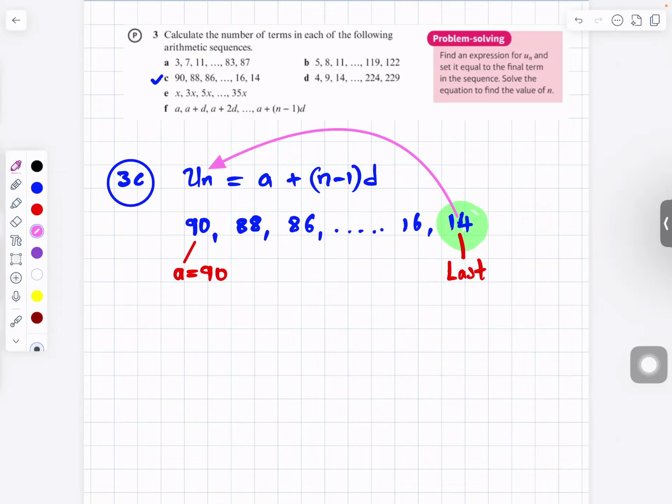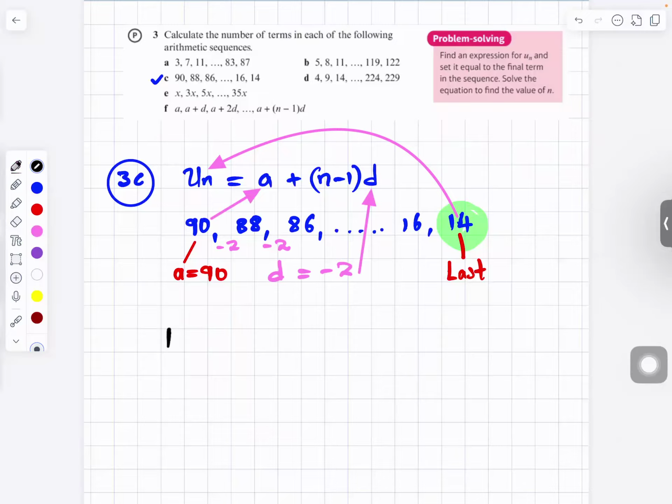Each time you move, the difference is minus 2. From 90 to 88 is minus 2. So it's going down by 2 each time. So the difference is minus 2. So where we see d, we'll replace d with minus 2. And then we'll replace a with 90. And then we'll solve that equation.